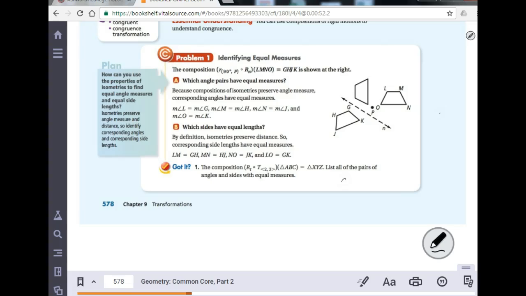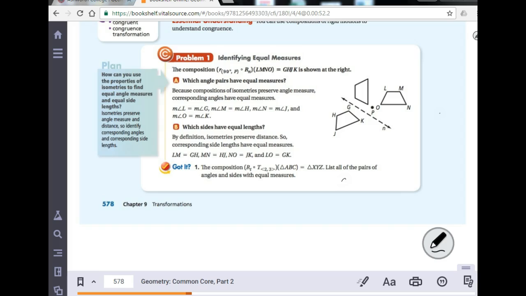Hello, we're looking at problem number 1 in your Geometry Part 2 textbook. This is found on page 578 in your textbook. This particular problem is trying to identify equal measures by doing different kinds of transformation.